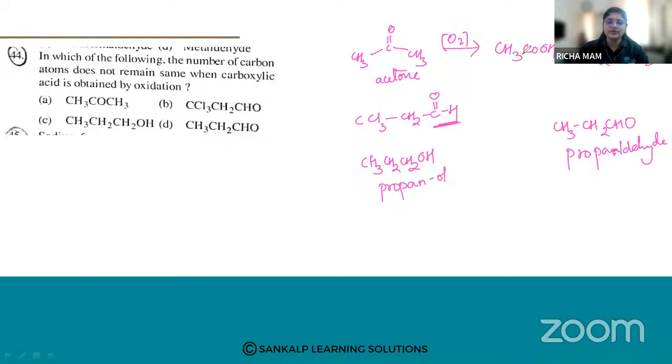So whenever I have acetic acid, what am I doing? At this bond, I'm adding one more oxygen. Here this will leave as CO2 and this will give you this. So ketones on oxidation give a carboxylic acid with a lesser number of carbons. You can see there are three carbon atoms, but here there are two carbon atoms. So it does not remain the same.